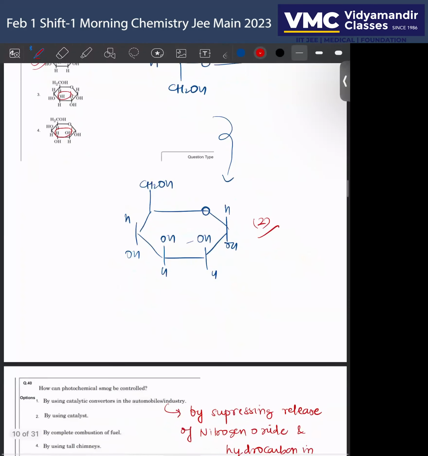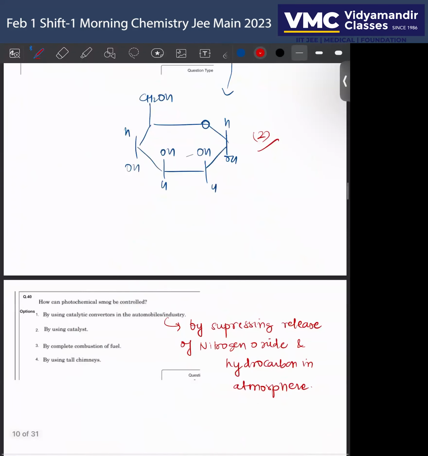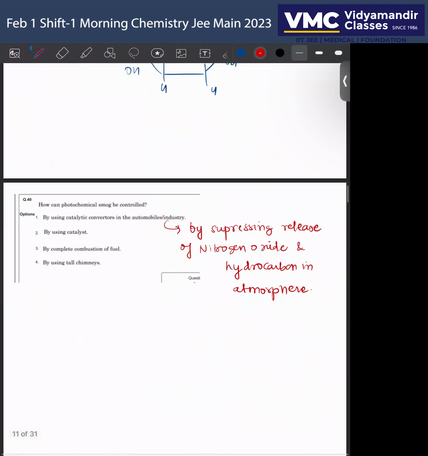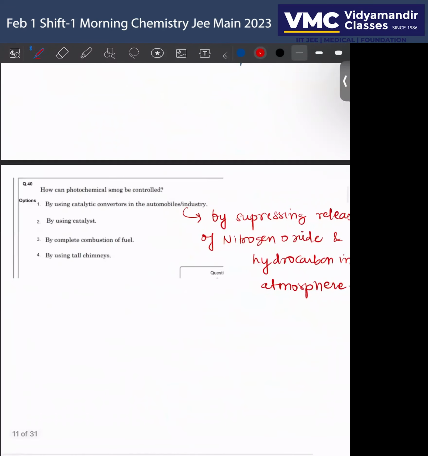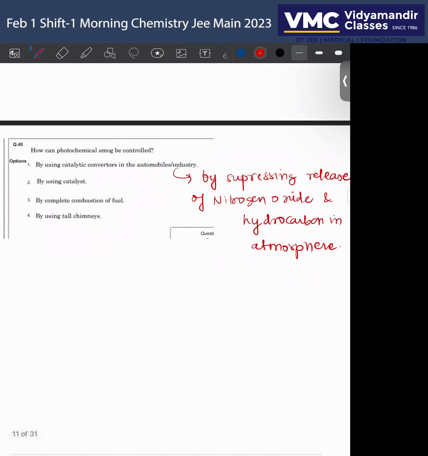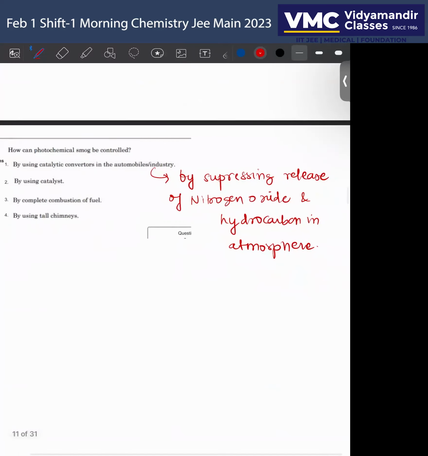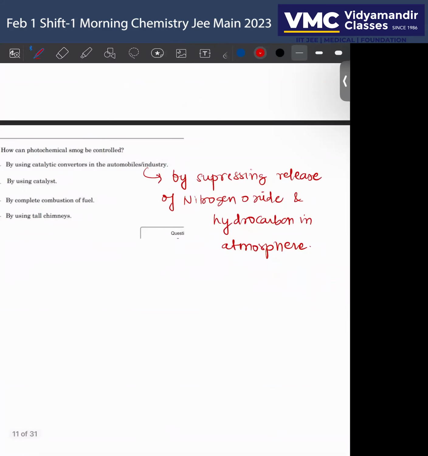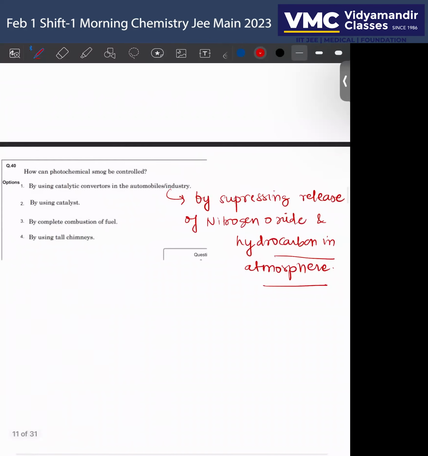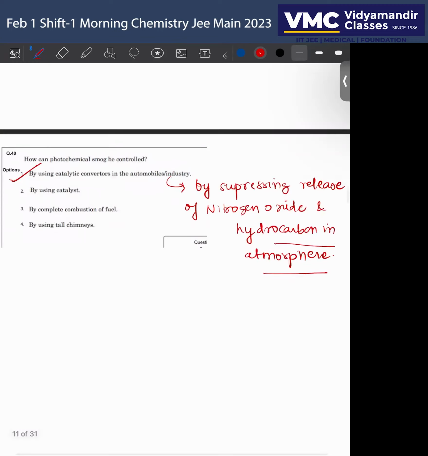Next, how will we treat or control the photochemical smog? You know that using a catalytic converter, we can control photochemical smog because the catalytic converter used in the automobile industries suppresses the release of nitrogen oxide and hydrocarbons in the atmosphere, and hence we can control the photochemical smog by them. So option number 1 is the right answer for the same.